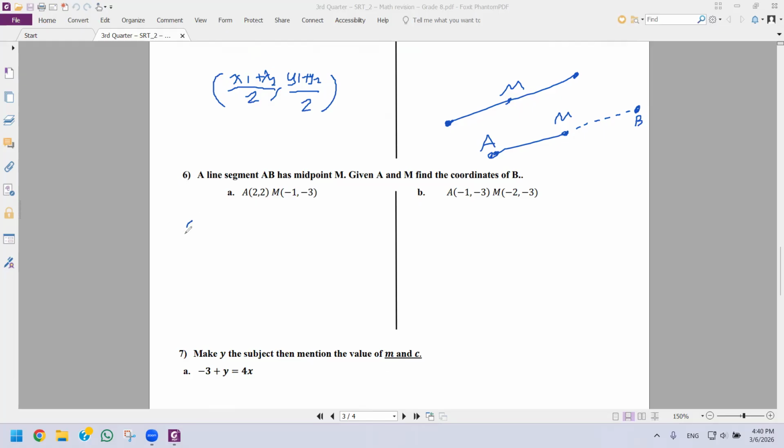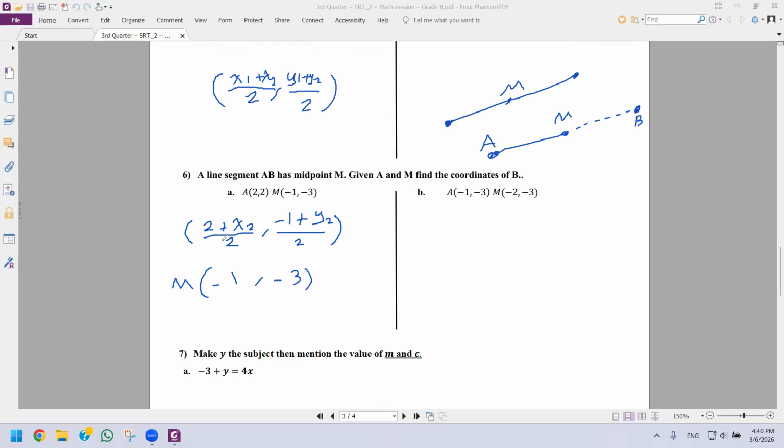So to find M, x1, which is 2, plus, do I know x2? No, I don't know it. Let me write here x2. And then the formula is over 2. Closed. Then, now y1 is minus 1, plus, do I know y2 for B? No, I don't know it. So I write y2 over 2. Then I close. Now, what is M? I already know what is M. M is minus 1, minus 3. This is given. Okay. Now, how do I get the B value?